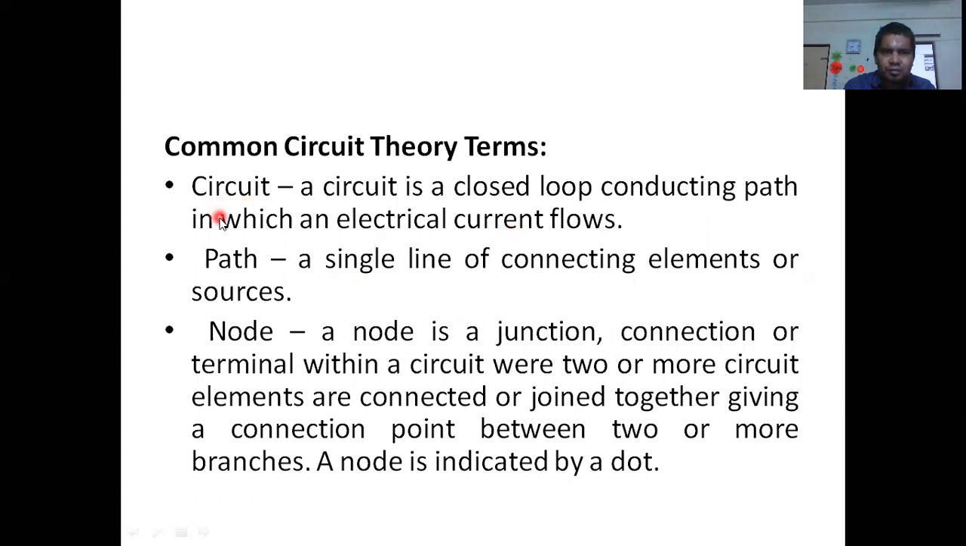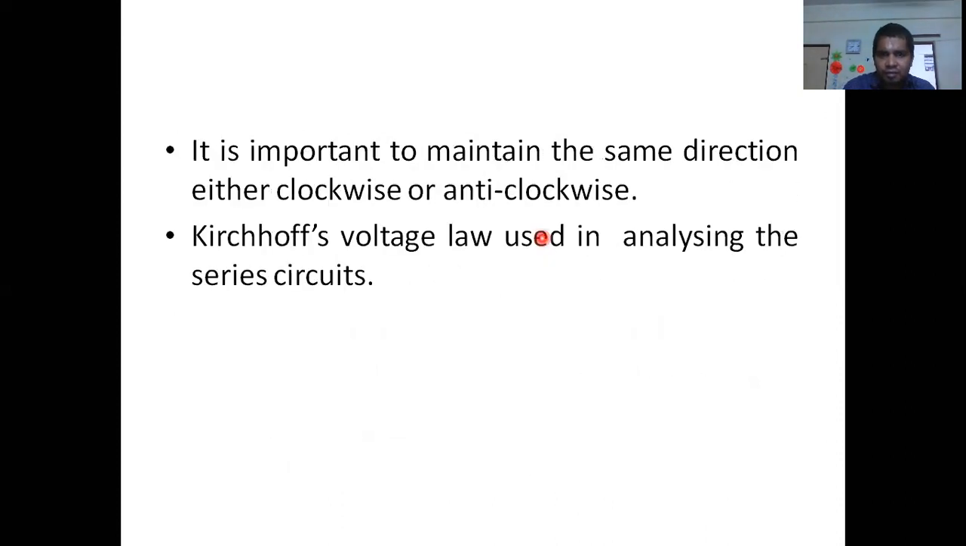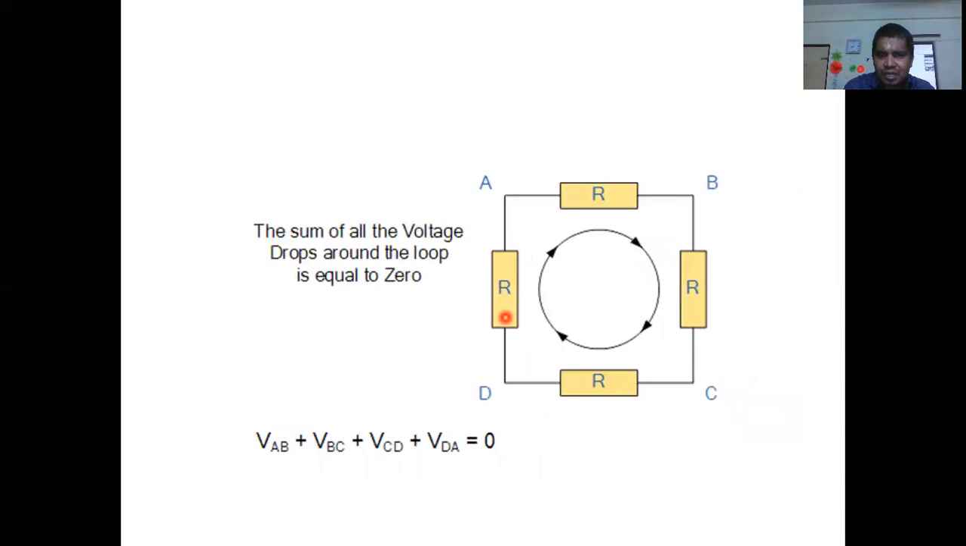What is a circuit? A circuit is a closed loop conducting path in which an electrical current flows. That means so many elements would be connected in the circuit like that. Here we have seen this is also an electrical circuit. But here we have resistance, here also resistance, here also resistance. There are no sources available.